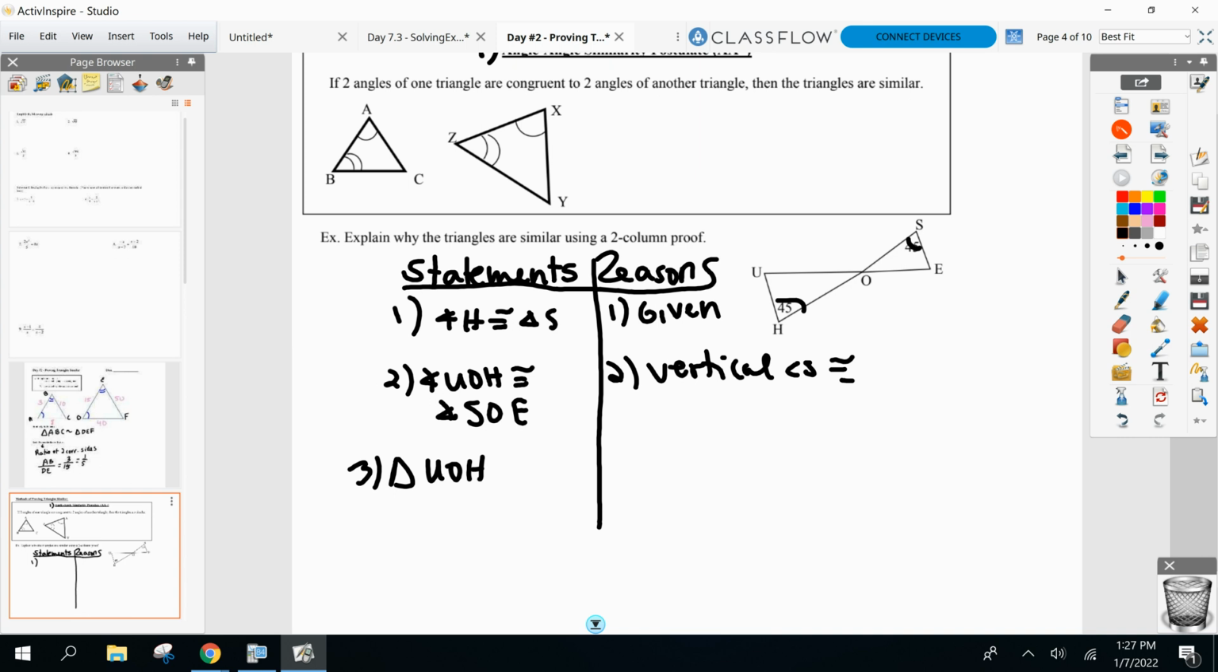Your brain and hand automatically write what next? Oh, congruent. Yeah, get those erasers out. Similar, you're better than that. It'll take a little bit. UOH, similar to EOS. Just did it myself. Angle, angle. That's all I got to write.